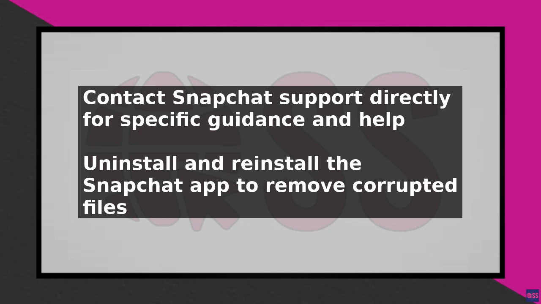directly. They will be able to provide you with more specific guidance and help resolve the issue. By following these steps, you should be able to fix the Snapchat support code SS06 and get back to using the app. Remember to always keep your app up to date and maintain a stable internet connection to avoid any future issues.